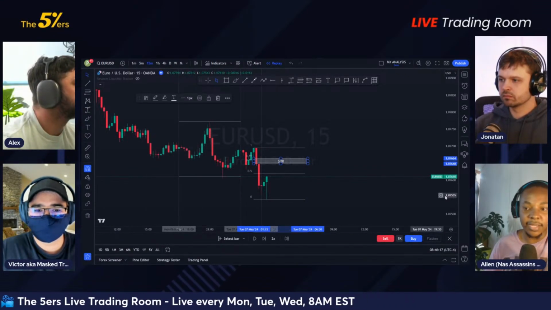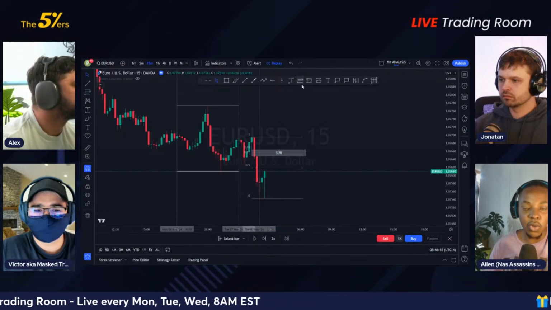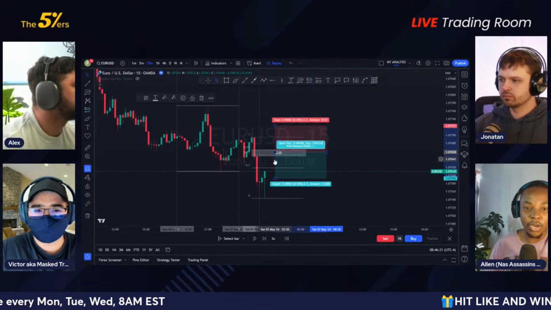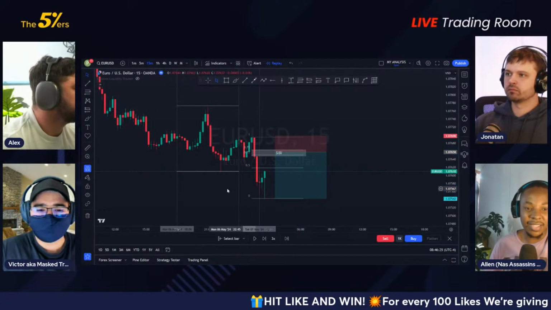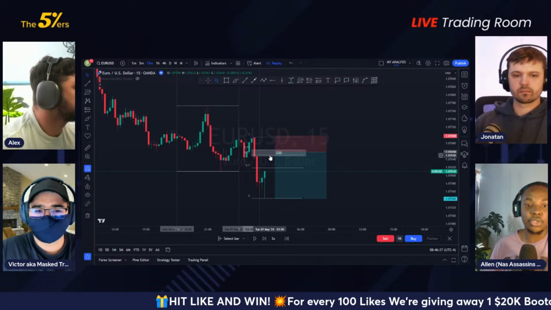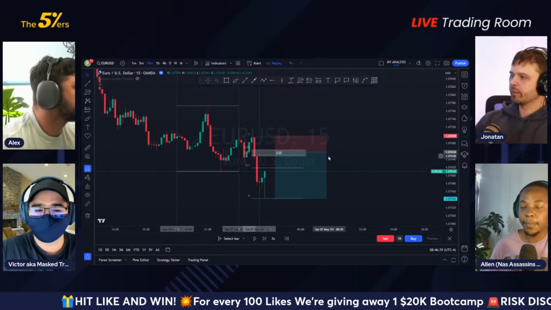Nice. A fair value gap. So that is what we call the OTE. And then if you want to sell, if you want to go down a trend, that's where you should be looking to actually sell.